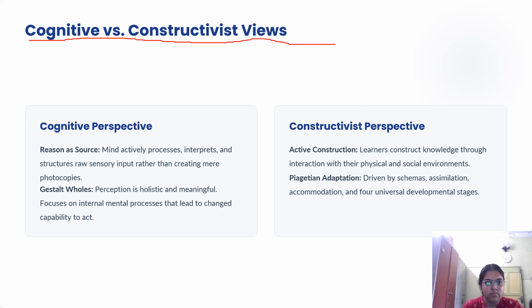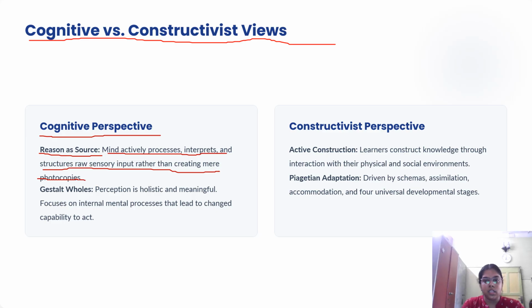In cognitive perspective, here what is expressed? Reason as source. But here what is being said? The mind actively processes, interprets and structures raw sensory input rather than creating mere photocopies.